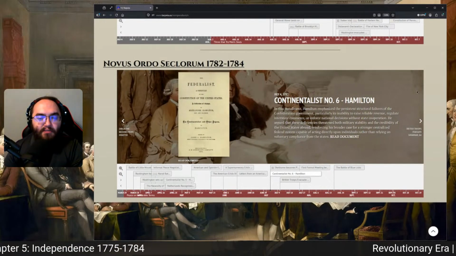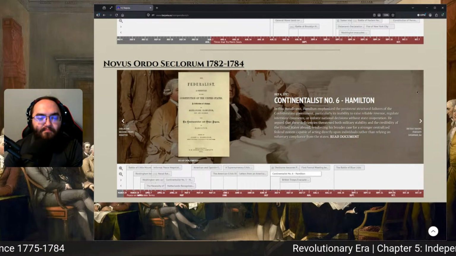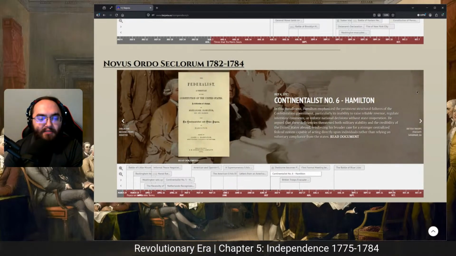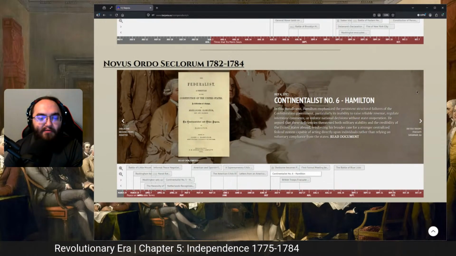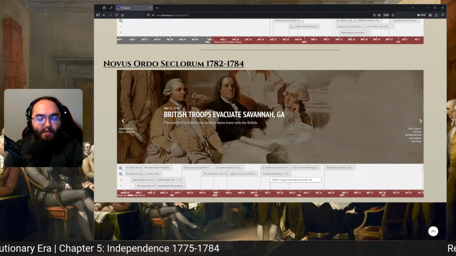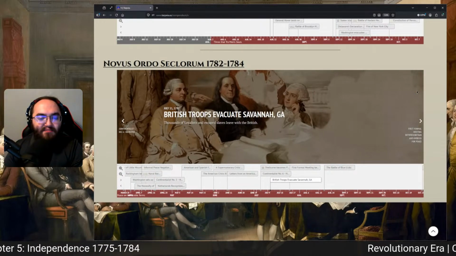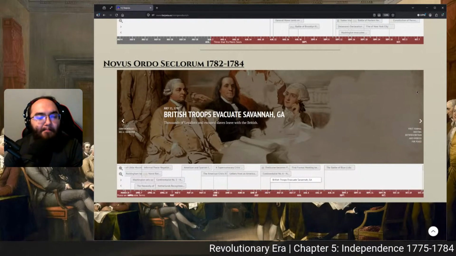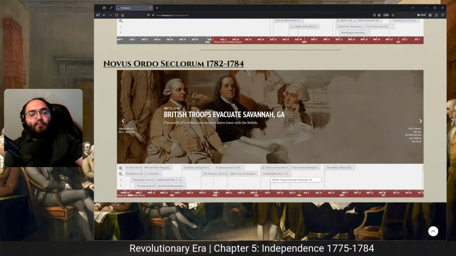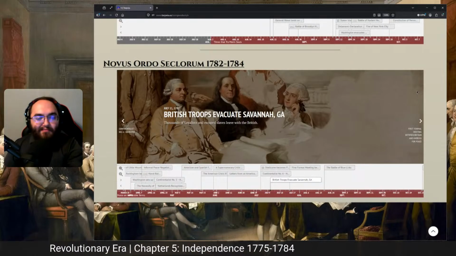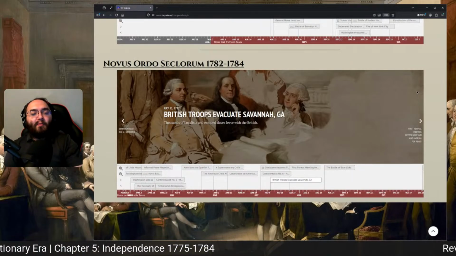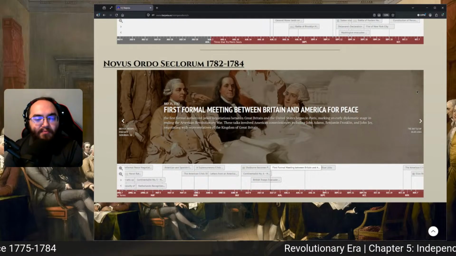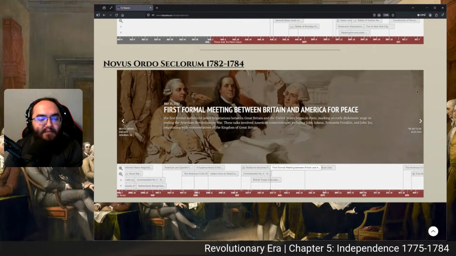Here's Continentalist number 6 by Hamilton, which, again, the Continentalist essays are complaining about the Articles of Confederation. British troops will evacuate Savannah, Georgia on July 11th, 1782. Again, this is part of the British evacuating the South, and soon they will be evacuating the North as well. And this is the first formal meeting between Britain and America for peace.